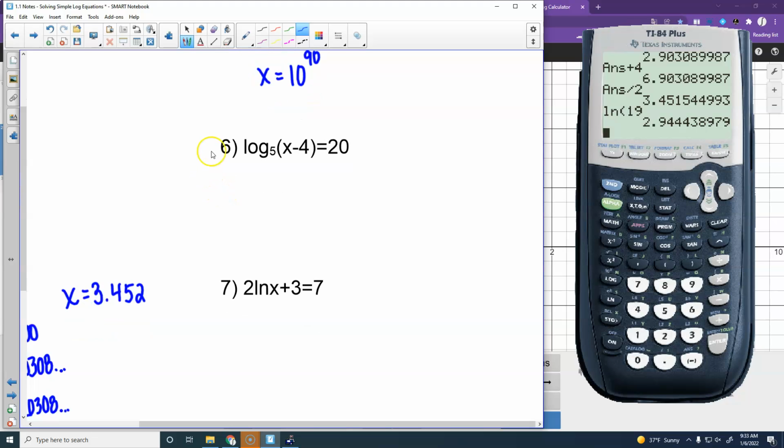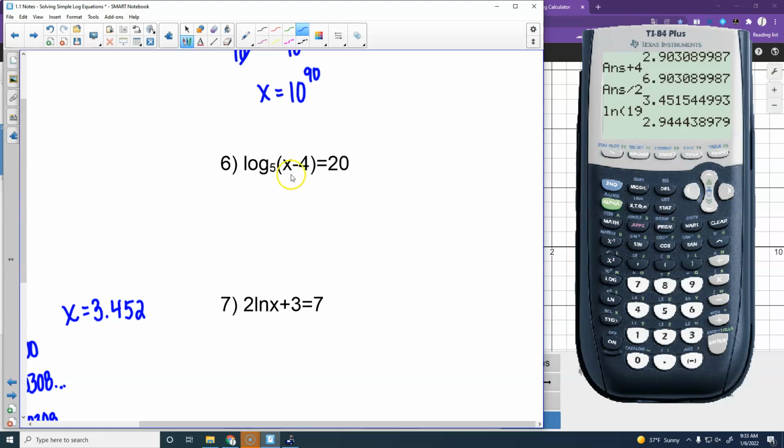So, let's go on to number 6. Okay, we've got log base 5 of x minus 4 equals 20. So, Noelle, what would we do to get rid of this log base 5 right here? We'll make it 5 to that power. I tell you what, I was doing a terrible job on these notes here.